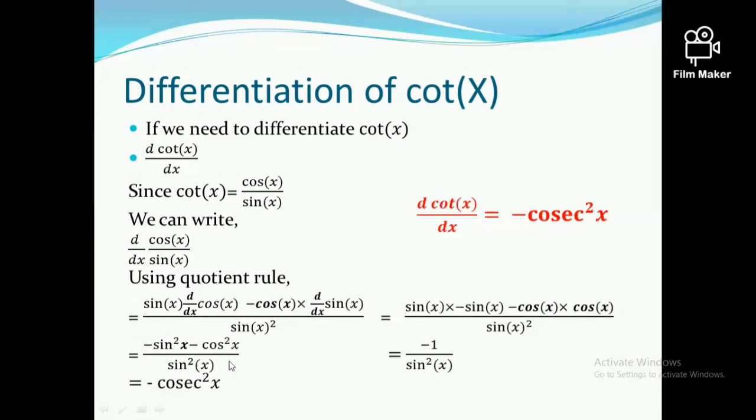Then this turns into minus sin squared x minus cos squared x. You can understand that I can take this minus mark out. If you take the minus mark out, it turns into sin squared x plus cos squared x. What is the value of sin squared x plus cos squared x? We know that that is 1.